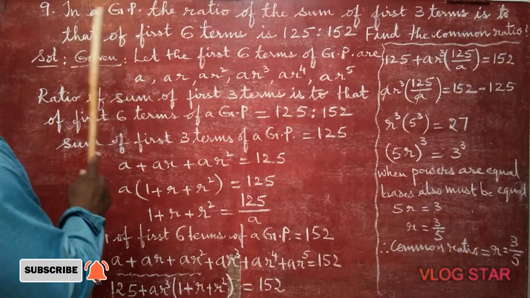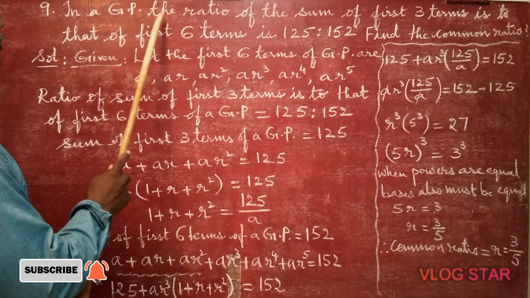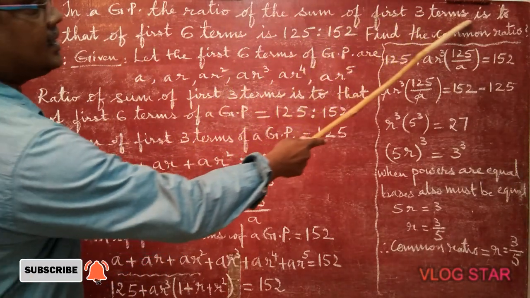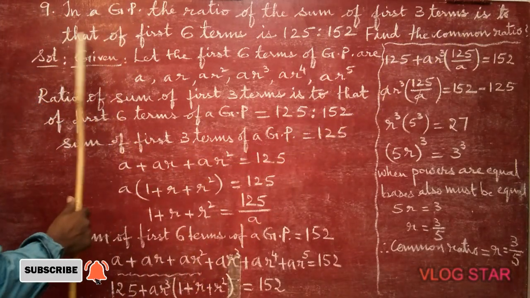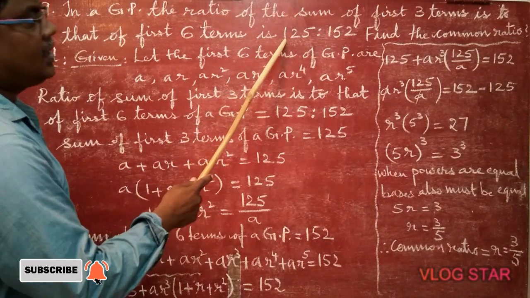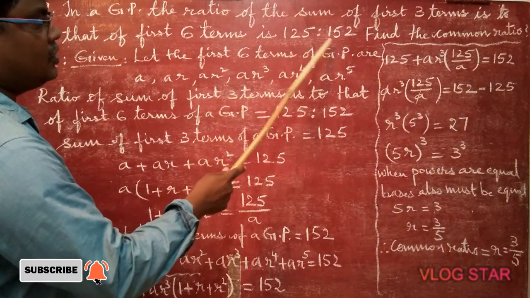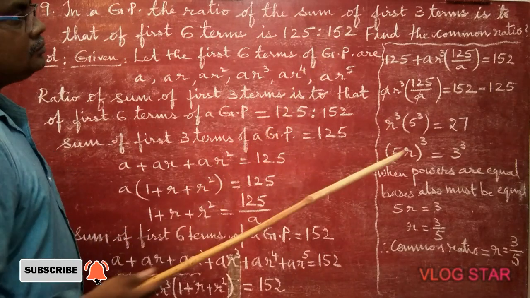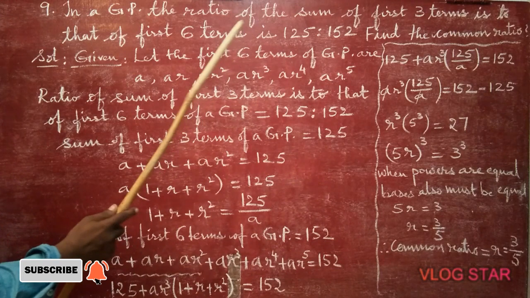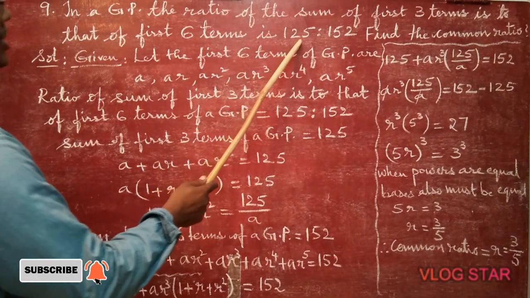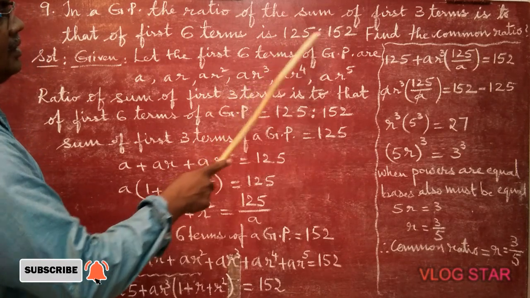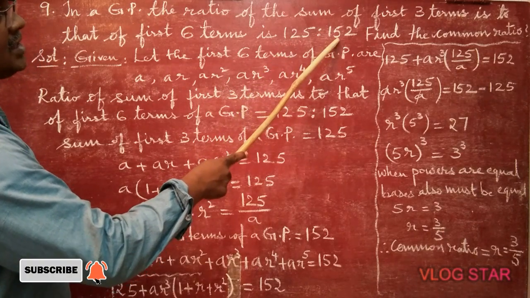Ninth problem. In a GP, the ratio of the sum of first three terms to that of the first six terms is 125 is to 152. Find the common ratio. Here they have given a ratio. This is the sum of the first three terms of a GP and this is the sum of the first six terms.